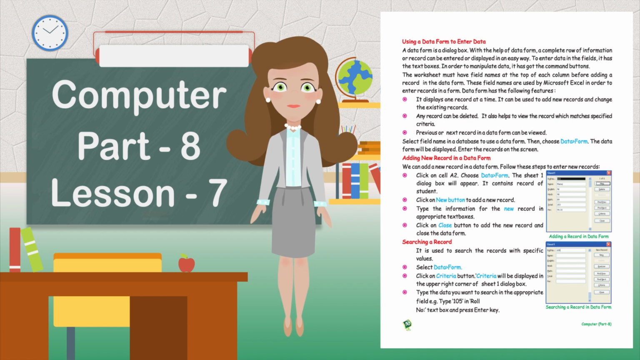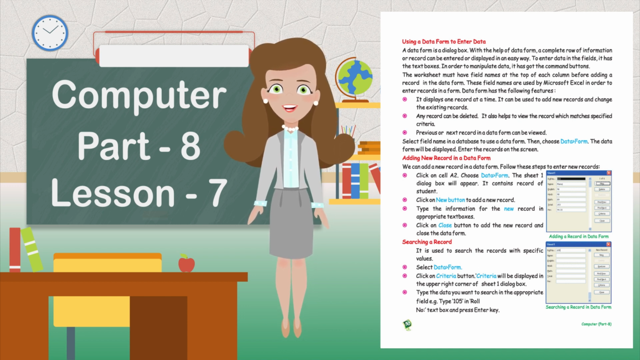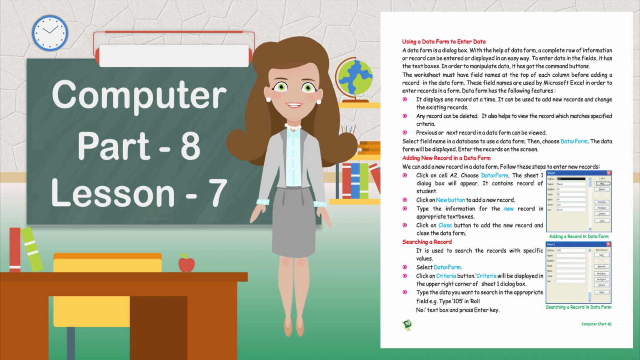Click on cell A2, choose Data, then Form. The Sheet 1 dialog box will appear. It contains the record of a student. Click on the New button to add a new record. Type the information for the new record in the appropriate text boxes. Click on the Close button to add the new record and close the data form.